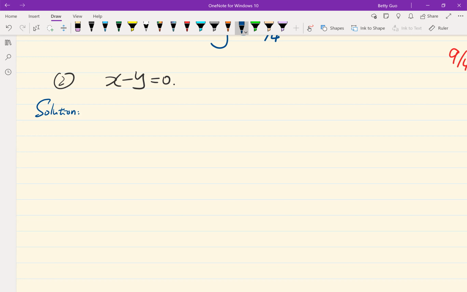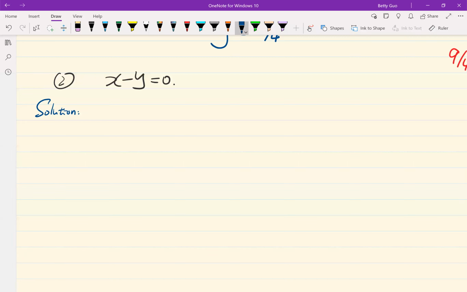To find the x-intercept, you make y be 0. Let me know what you have for x when you make y be 0. Look at this, how convenient. You make y be 0, what is x? x equals 0, right? So if you make x be 0, what is y? 0 as well.